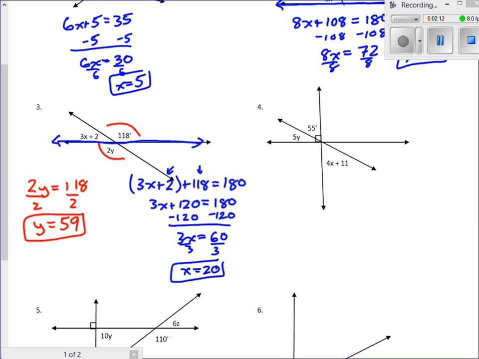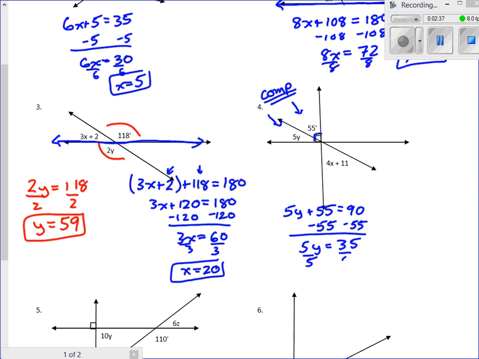On to number 4. Right away we can see that the 5y and the 55 form this right angle, which means they are complements. If you'll allow me to abbreviate, which means 5y plus 55 equals 90. Subtract 55 from both sides. And that leaves us with 5y equals 35, and we divide both sides by 5. So y in this particular example is 7.